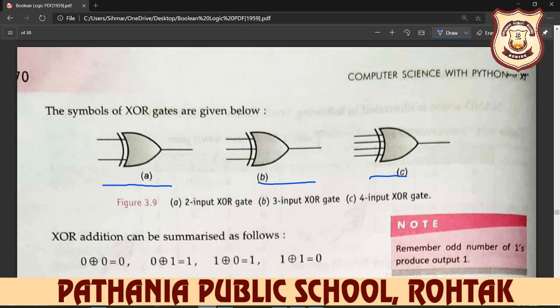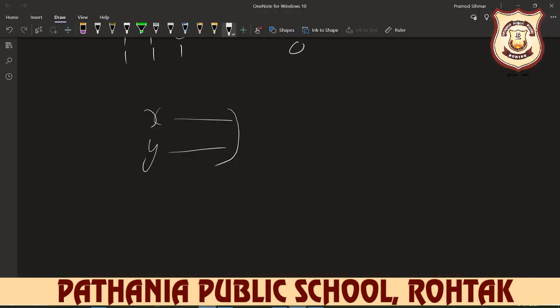After that, simply you draw an OR gate. After that, just you draw it, OR gate. And what is the output? X plus, and this symbol, Y, F.